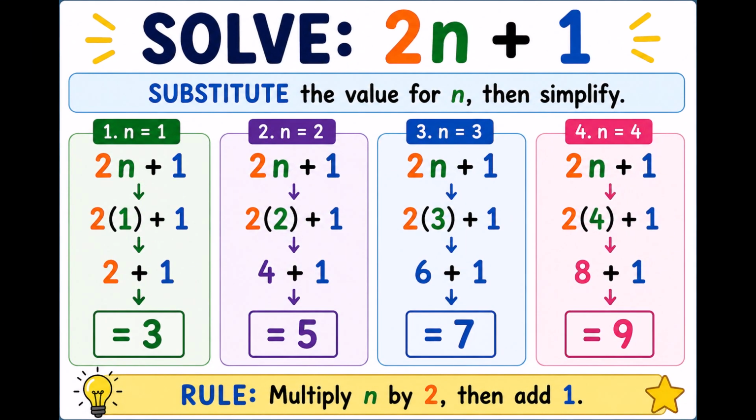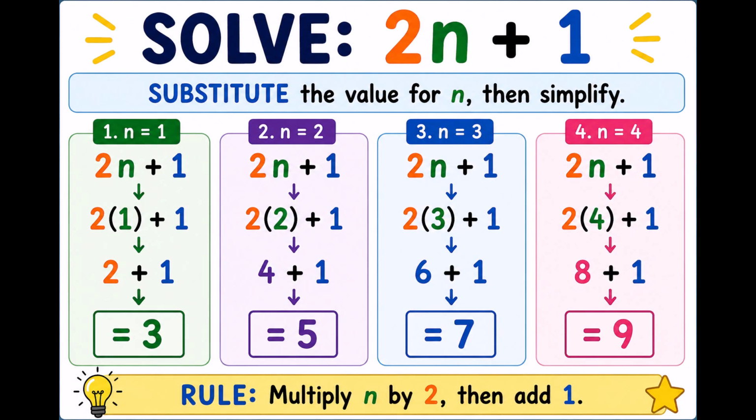Let's solve the expression 2n plus 1. First, we must substitute the value for n, then simplify. N, in this case, for number 1, will be 1. So 2n plus 1 means 2 times 1 plus 1. 2 times 1 gives us 2 plus 1. 2 plus 1 equals 3.